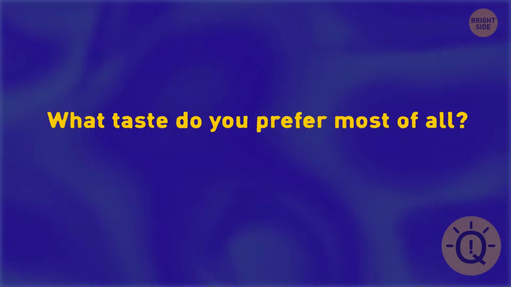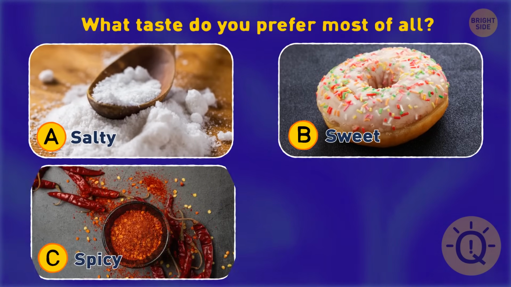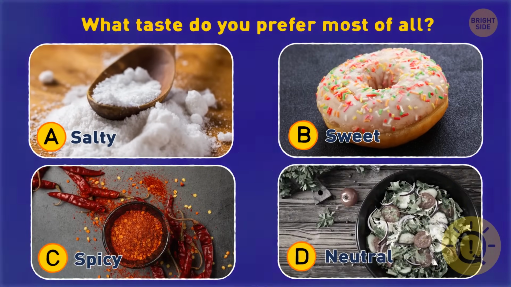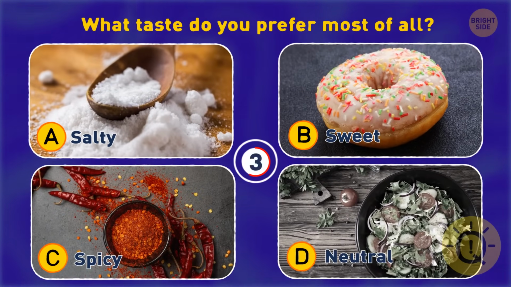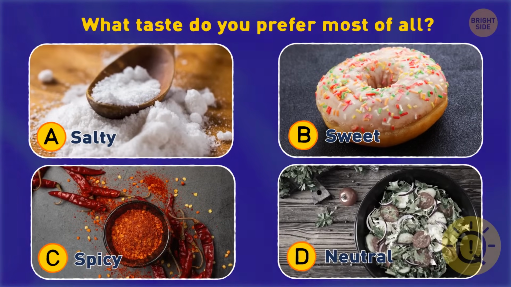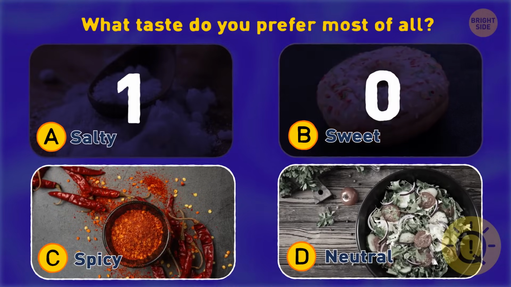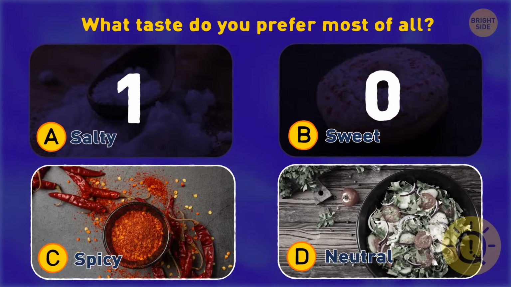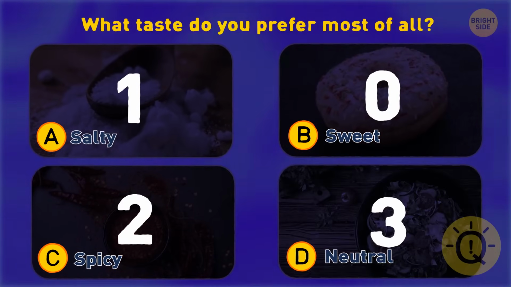What taste do you prefer most of all? Salty, sweet, spicy, neutral. If your choice is option A, add 1 point to your score. Answer B adds 0 points. Answer C brings you 2 points. And answer D is worth 3 points.